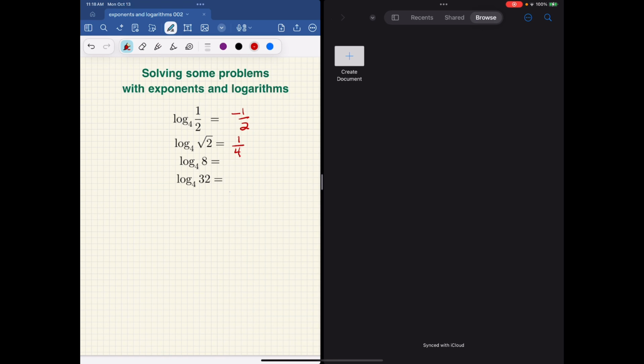Okay, so now log base 4 of 8 is going to equal log base 4 of 2 times 2 times 2, which is going to equal log base 4 of 4 times 4 to the 1/2, which is going to equal log base 4 of 4 to the 3/2, which is going to equal 3/2. So log base 4 of 8 is equal to 3/2.